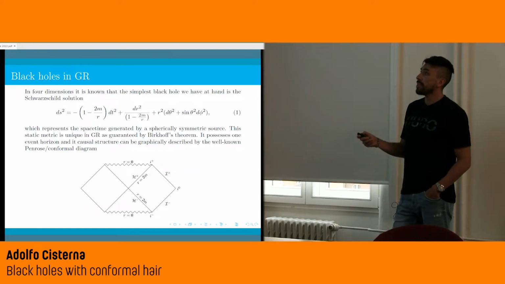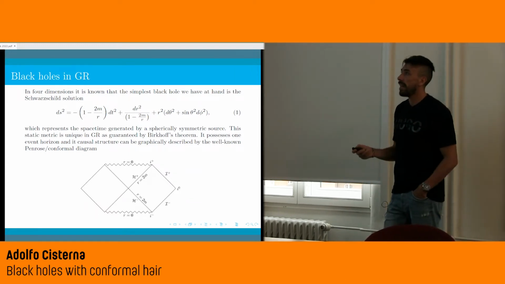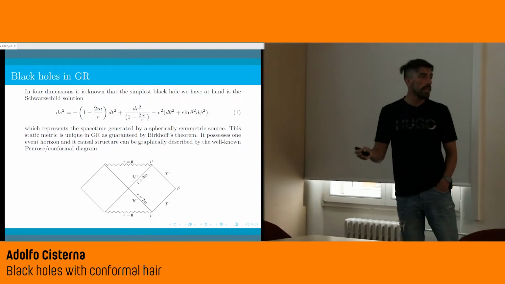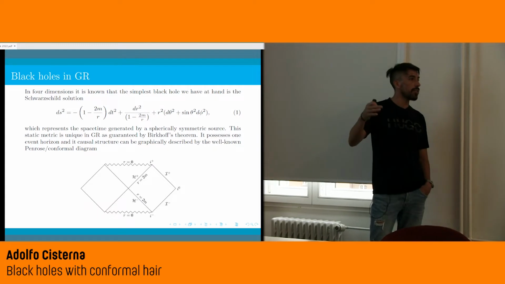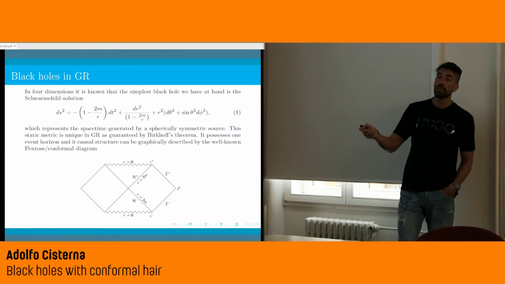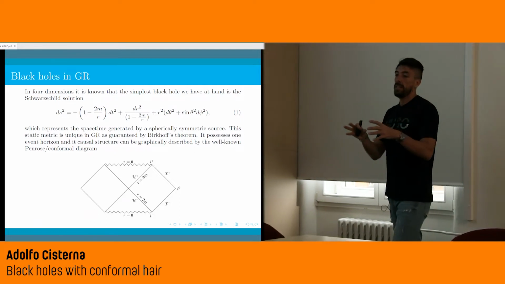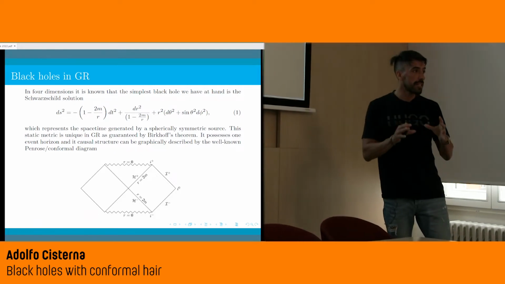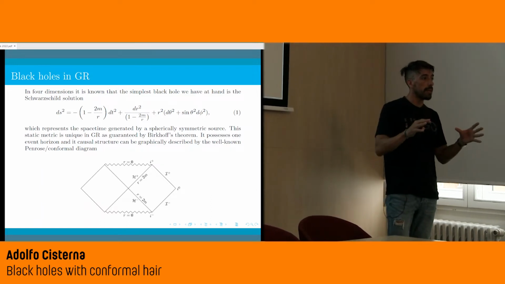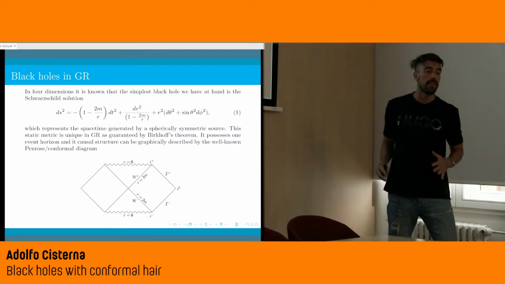And this solution is interesting: it's spherically symmetric, and it's static, and by Birkhoff's theorem we know it's the only static, spherically symmetric solution we have in Einstein equations in vacuum, so when there's no matter. This is an exterior solution, so there is a body that is spherically symmetric and static, and outside this body the space-time is described by this metric you see there.